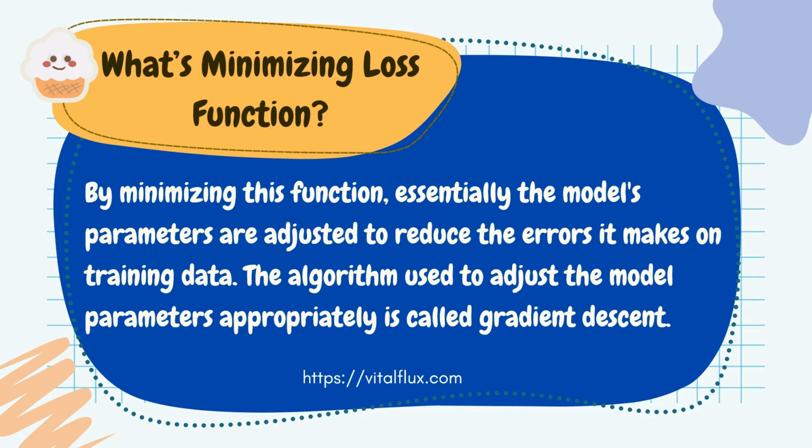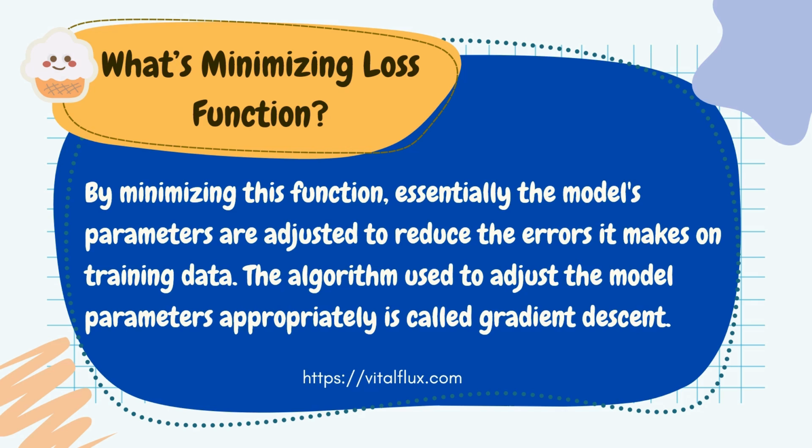The algorithm that is used to adjust the model parameters is called gradient descent, and we'll discuss this in future videos. Basically, when we are trying to minimize the loss function, the idea is that if a model performs well on the training data set with the given minimized loss function, it will also perform well on the unseen data set.